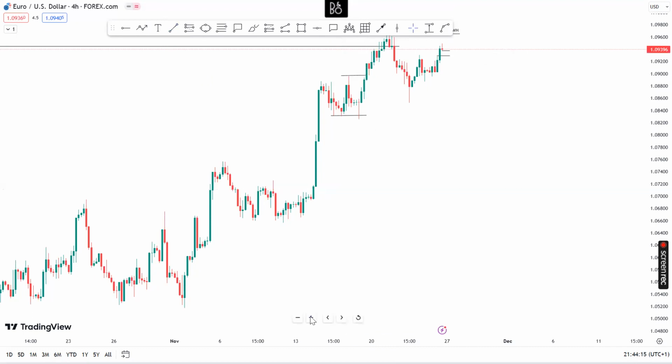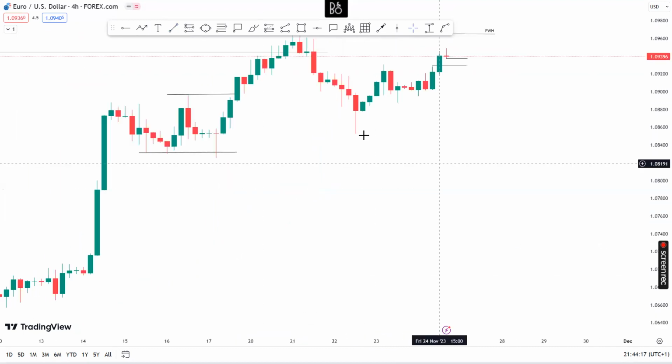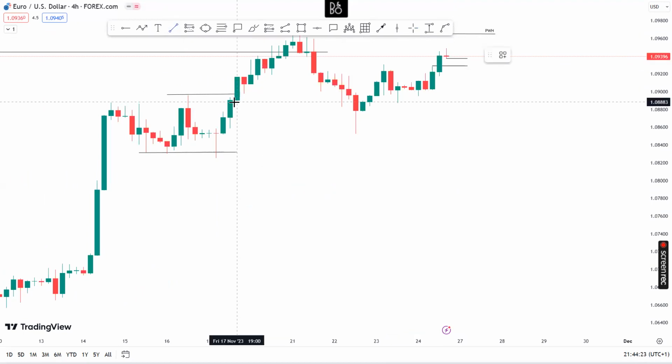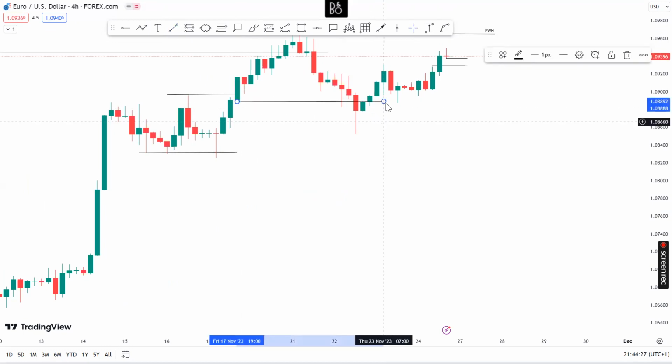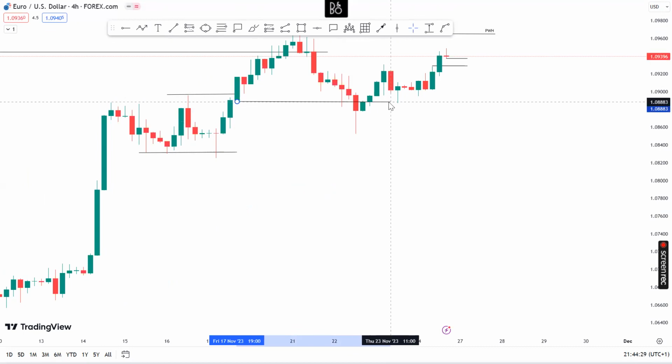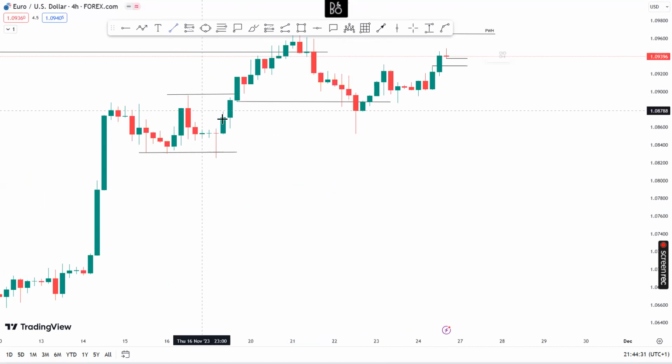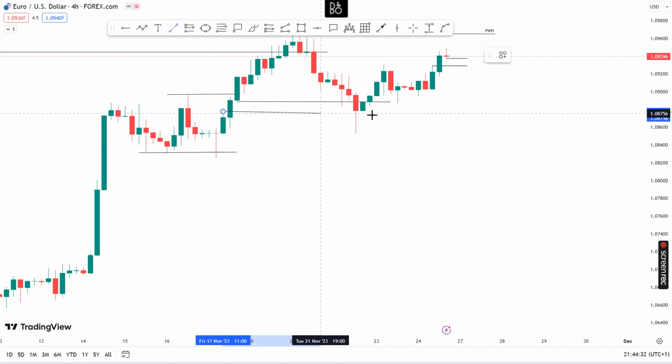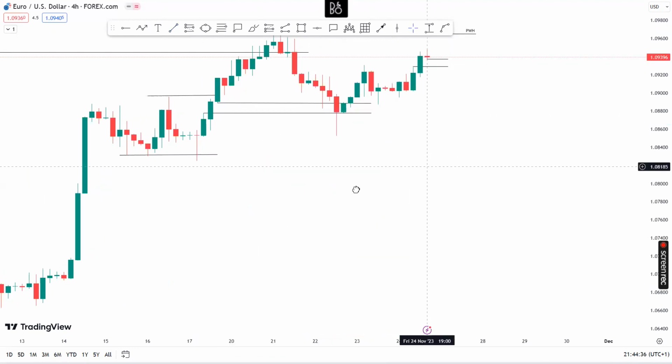So I called these buys last week. I told you guys that price was going to use this gap here, this 4-hour gap. Price is going to use this 4-hour gap. And look at what happened.